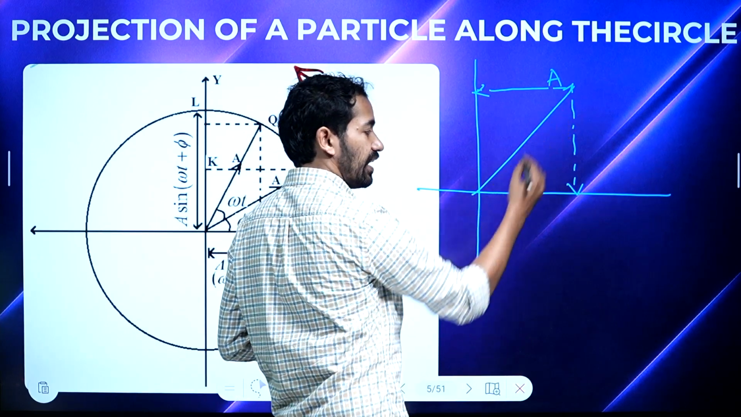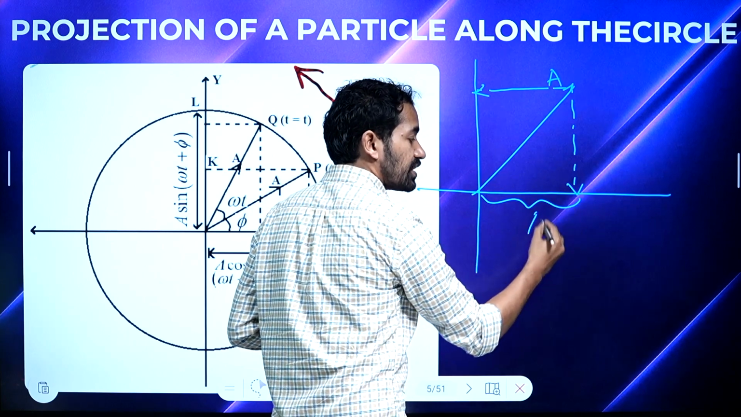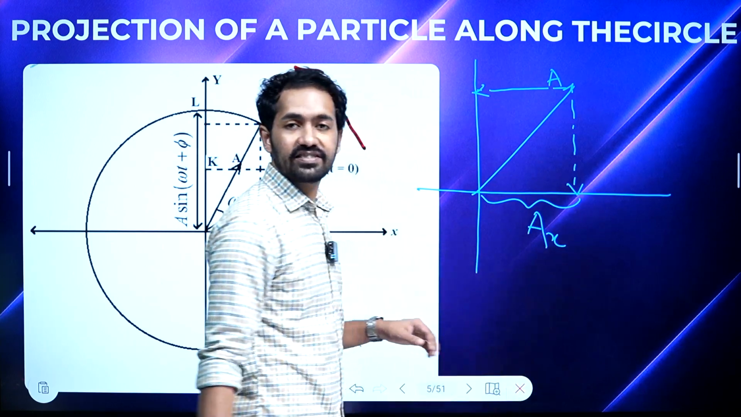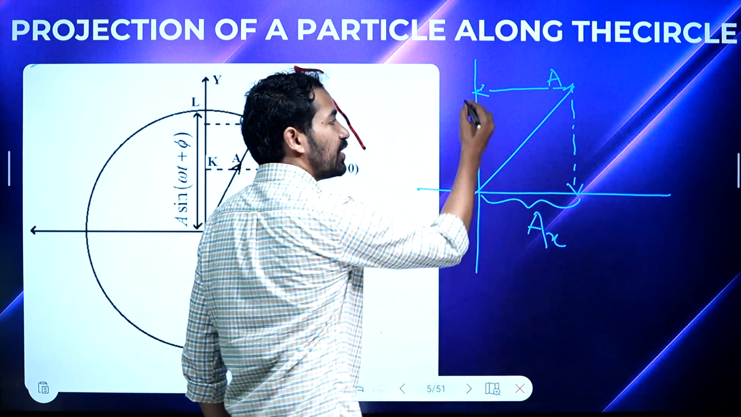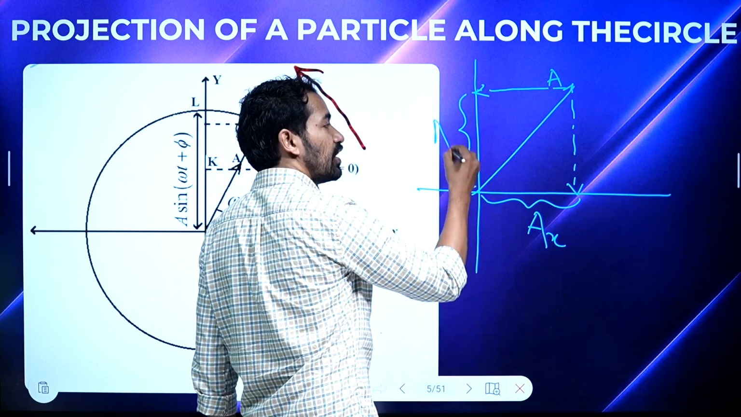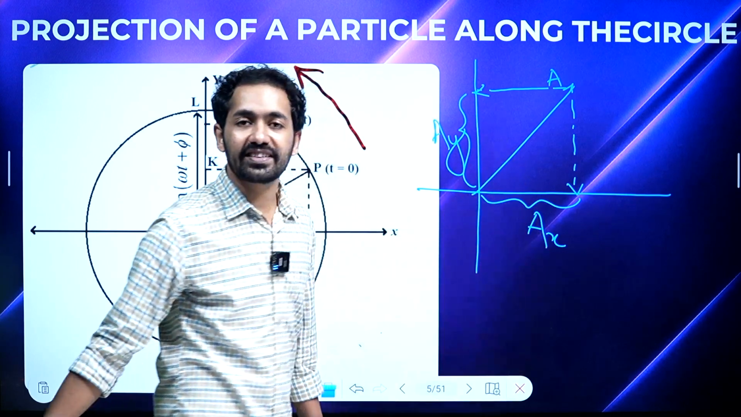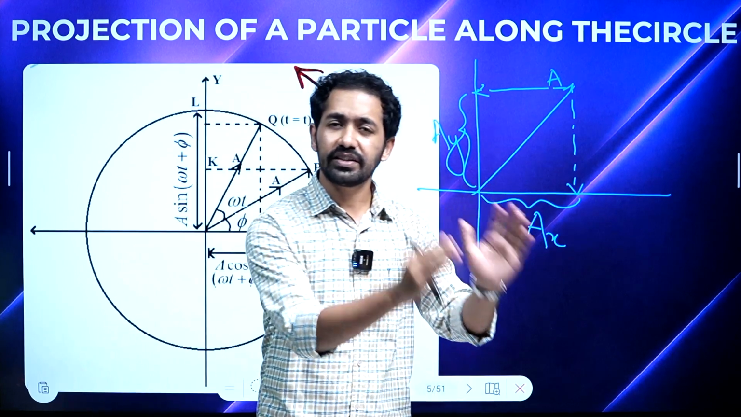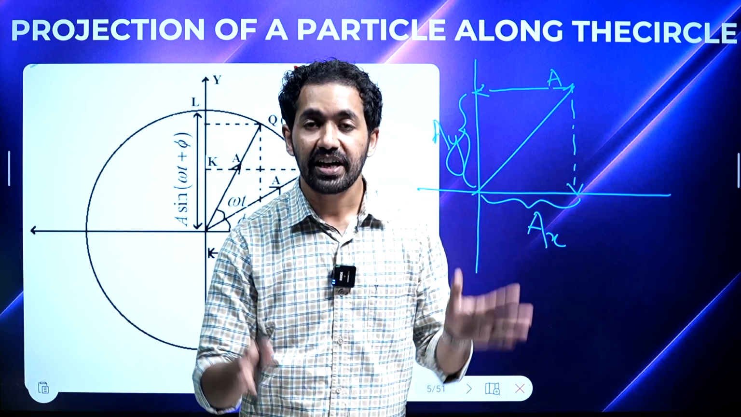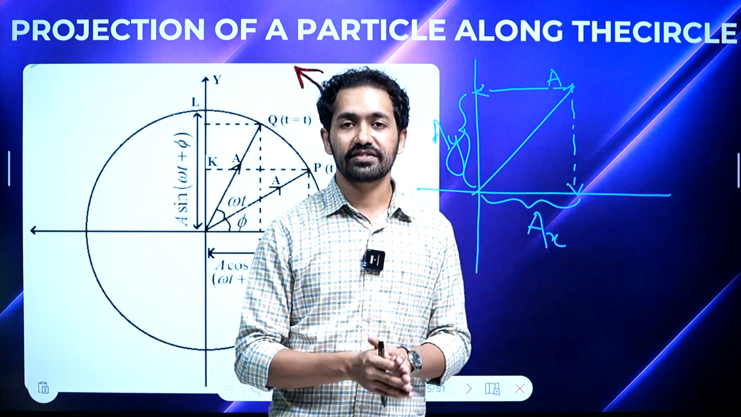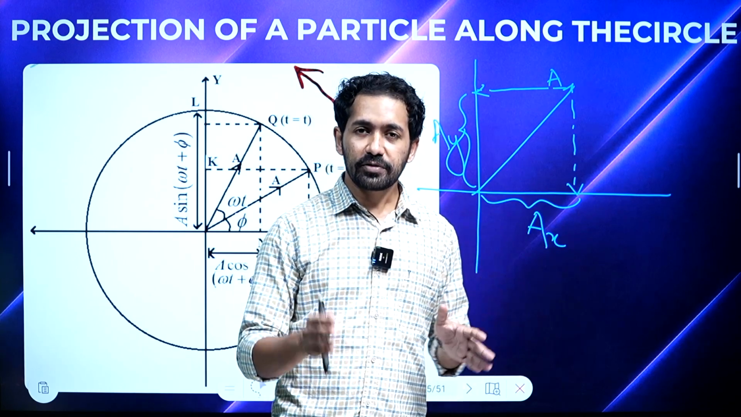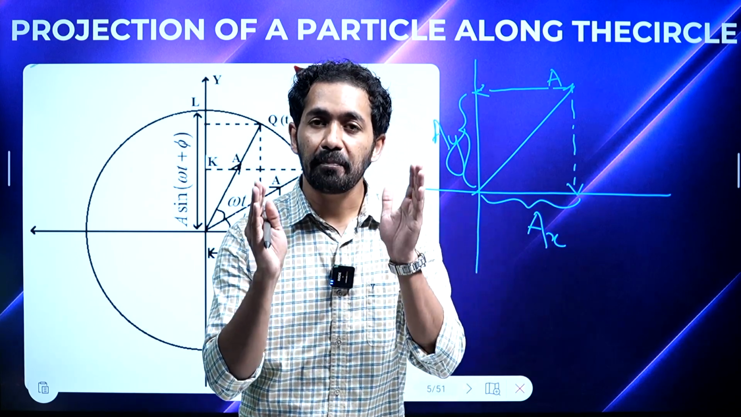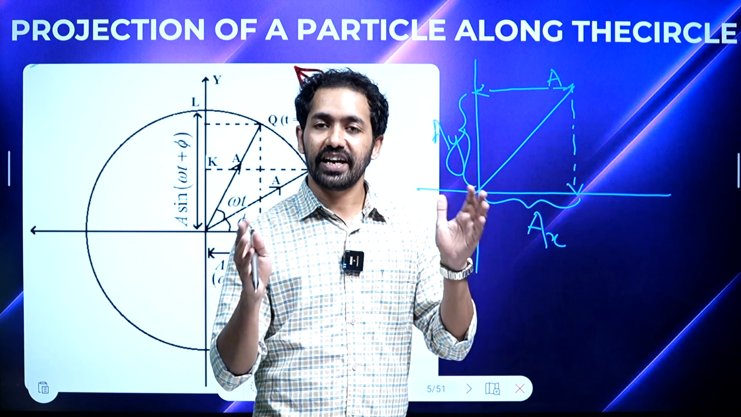Here the vector is A, and this is the projection of vector A along the x-axis, and I can call it AX. Likewise, this is the projection of vector A along the y-axis, and I'll call it AY. So what do you mean by projection? Projection is nothing but the component of that vector along the x-axis or y-axis. I think it's very clear, right?